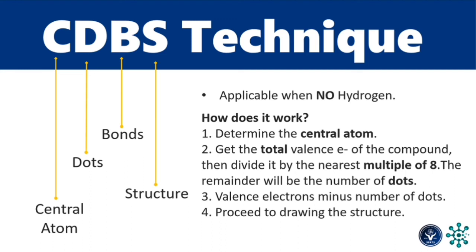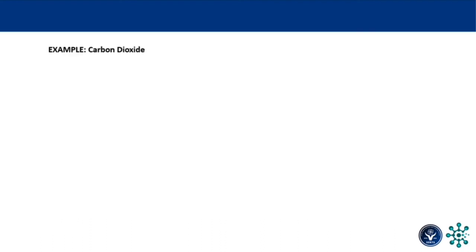Let us work on the same example, carbon dioxide. The central atom, we have established this earlier. The central atom is carbon. If it so happens that you don't know the central atom yet, apply the electronegativity technique or the technique that the central atom will be the one that can accommodate the greatest number of bonds.